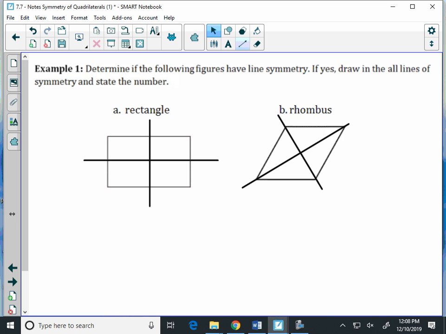The reason why up and down and across works in a rectangle is when we fold across, the angles are going to match up perfectly. They're all right angles. But if we were to fold along this horizontal line in a rhombus, this angle would match up with this angle. Are those angles the same? No. So is it going to match up perfectly? No. So that's why across and up and down don't work for a rhombus. The only ones that do are the diagonals.